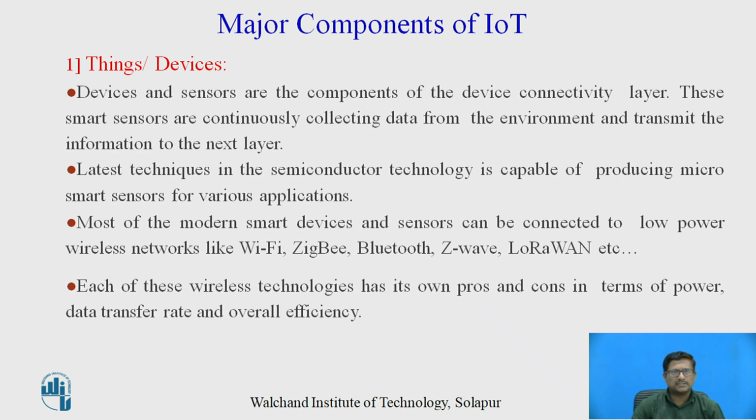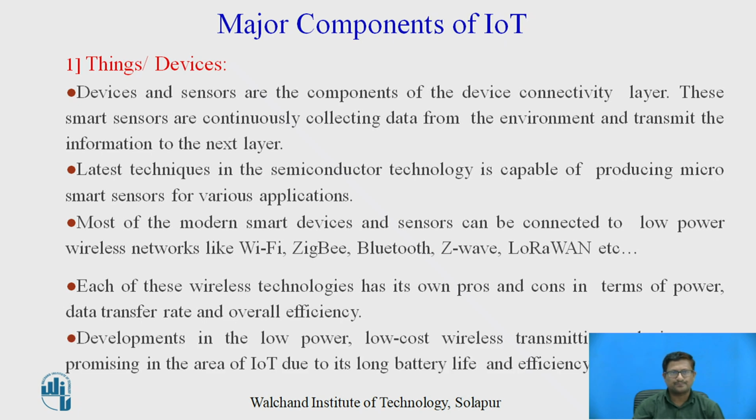Each of these wireless technologies has its own pros and cons in terms of power, data transfer rate, and overall efficiency. Developments in low power, low cost wireless transmitting devices are promising in the area of IoT due to their long battery life and efficiency.